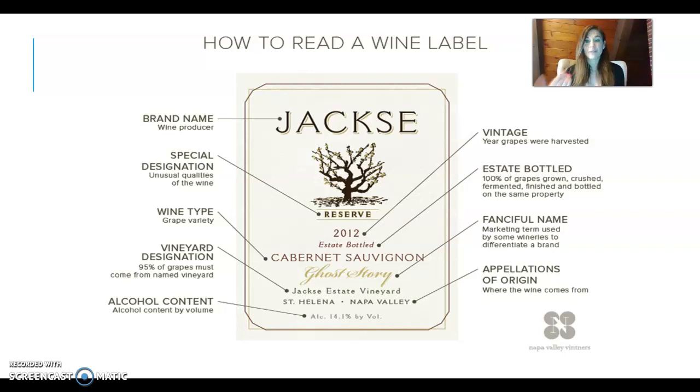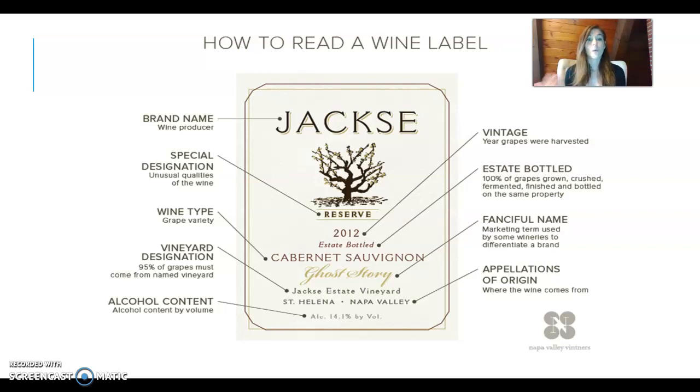So you typically will have a brand name. You might have a special designation. This is the one that we want to pay attention to, right? If it's a reserve or botrytis, whatever, you might find that in there. You will typically have the vintage, which is the year that the grapes were actually harvested, so when it was actually grown. You might have something that says estate bottled, estate grown, which we just went over.